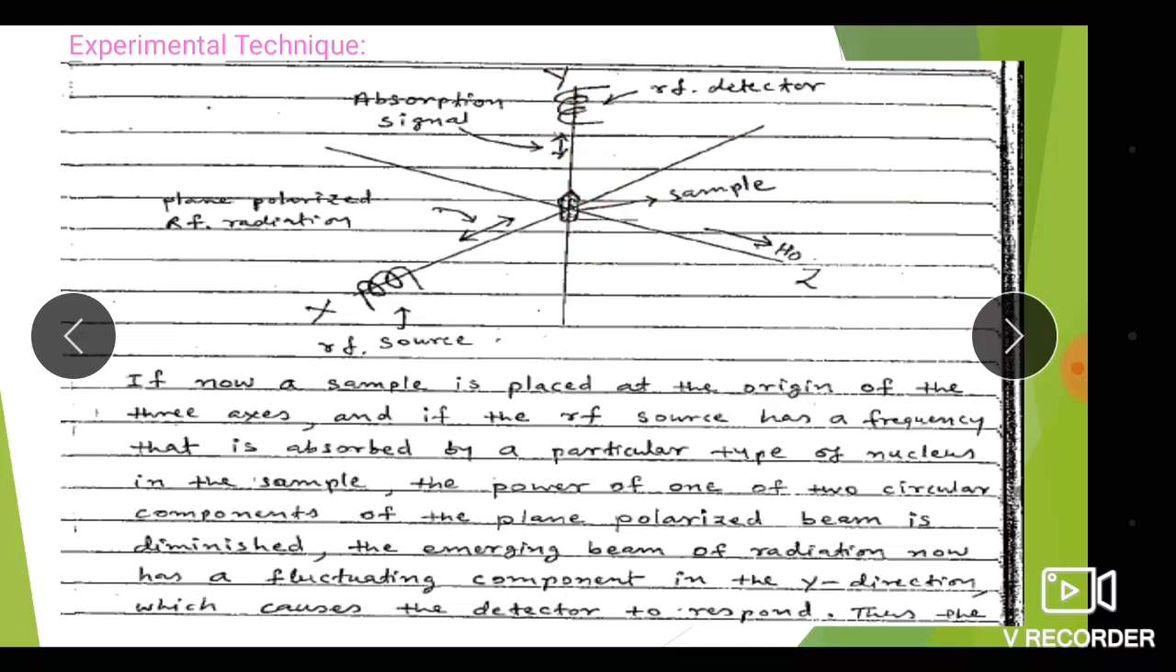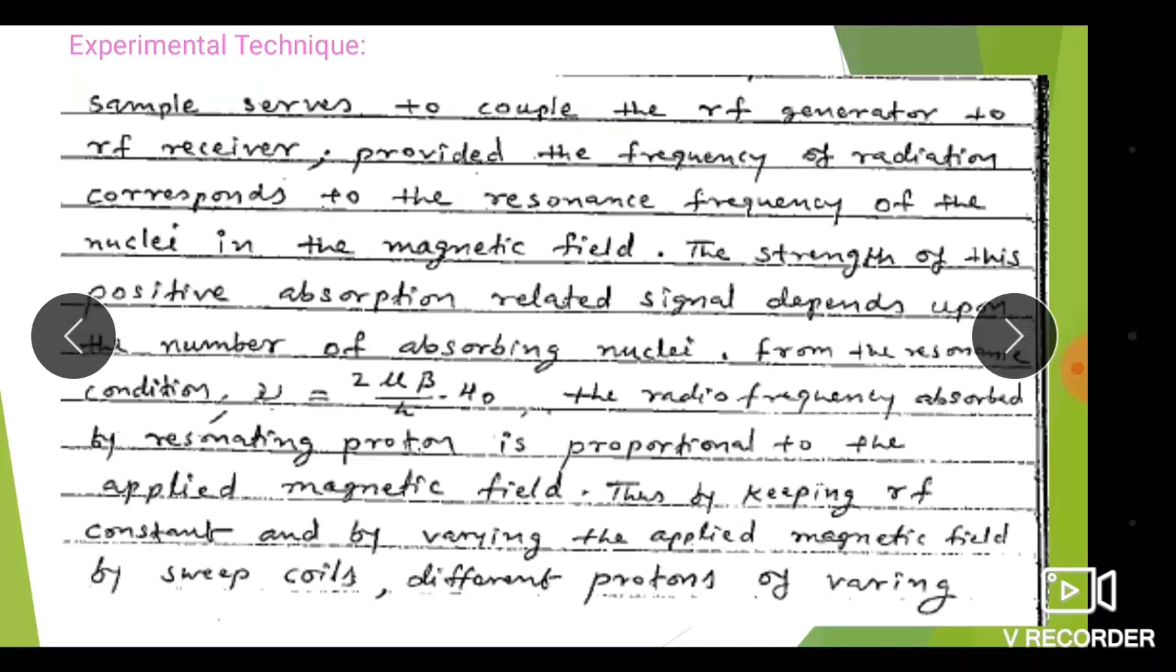So this causes the detector to respond, and thus the sample serves to couple the RF generator to the RF receiver, provided the frequency of radiation corresponds to the resonance frequency of the nuclei in the magnetic field. So we'll get the signal in the y direction due to the coupling of the receiver coil and the generator, the source coil.